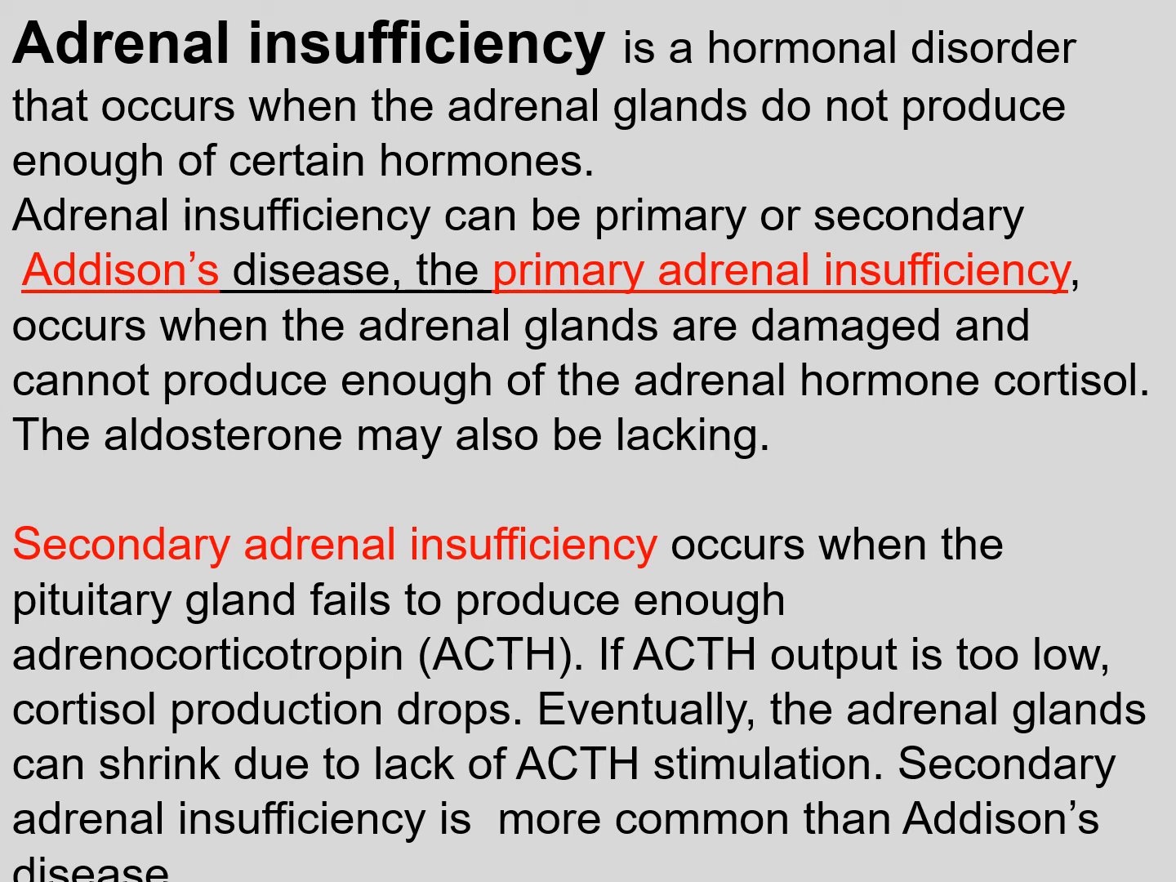Then comes the secondary adrenal insufficiency. What happens in this one? It occurs when the pituitary gland has a fault and fails to produce enough ACTH. As we all read, ACTH is important for the secretion of cortisol. So if ACTH output is too low, cortisol production drops. Eventually, the adrenal glands can shrink due to the lack of ACTH stimulation.